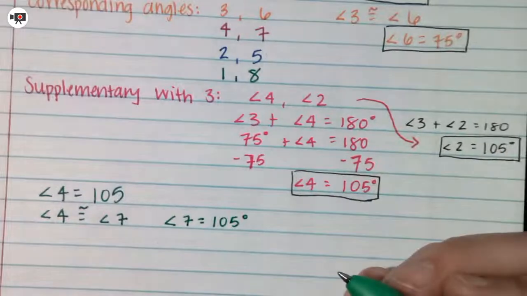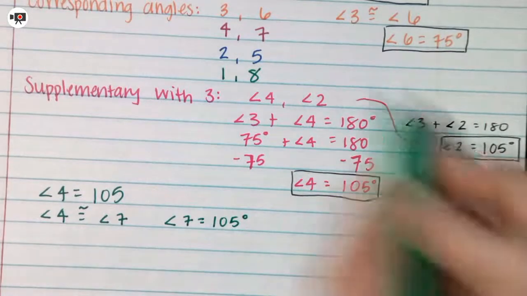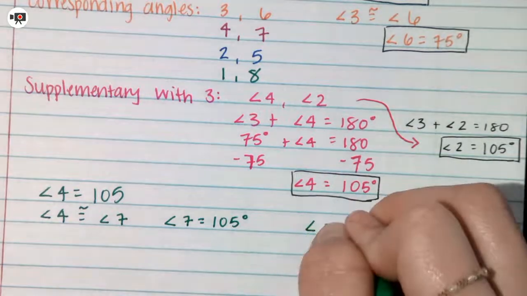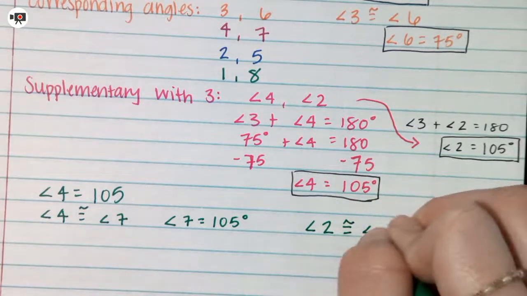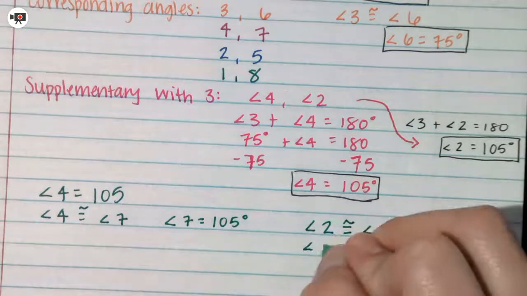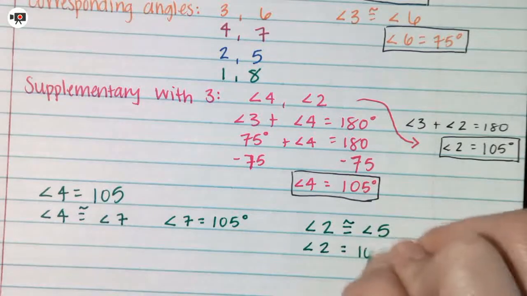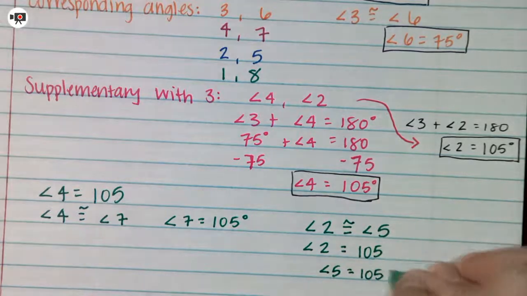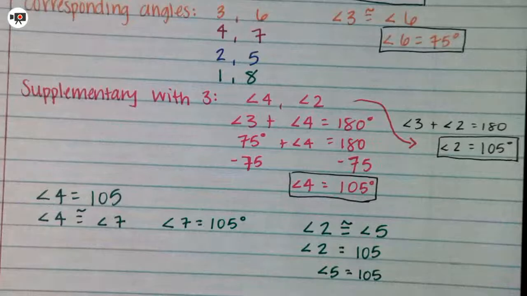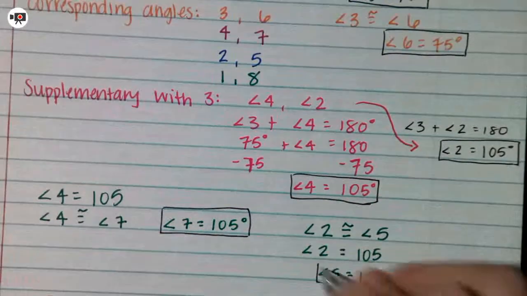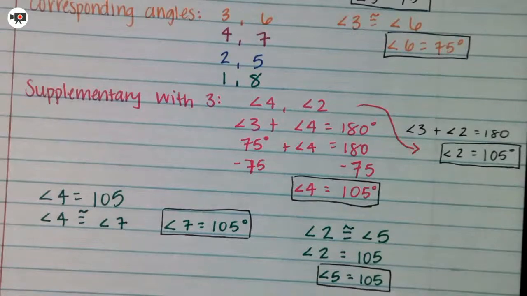I know angle 2, and angle 2 corresponds to angle 5. So angle 2 is congruent to angle 5. Angle 2 is 105. So angle 5 is 105. So now I only need to find angle 1 and angle 8.